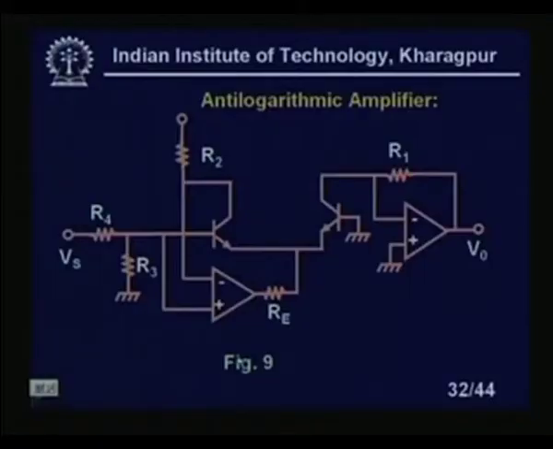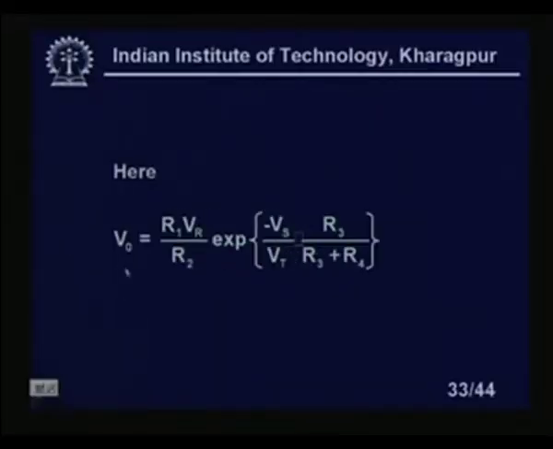Let us look at the anti-logarithmic amplifier. The circuit looks like this, basically the same. You can see 2 transistors and 2 amplifiers, A1 and A2, and 2 resistors R4 and R3 at the initial side. So the output will be the anti-logarithm of the voltage which you are giving here. If we do the circuit analysis, I can write V0 equal to R1 into Vr by R2 times exponential of minus Vs by Vt into R3 plus R4. So you can see this is an anti-logarithmic amplifier.